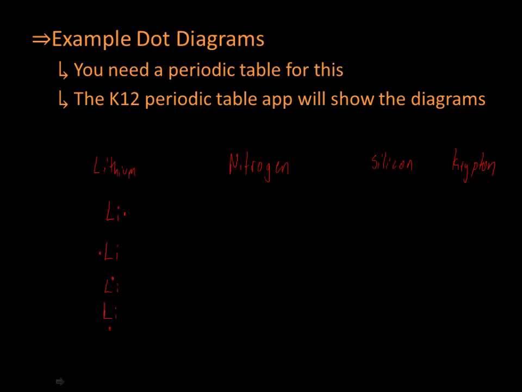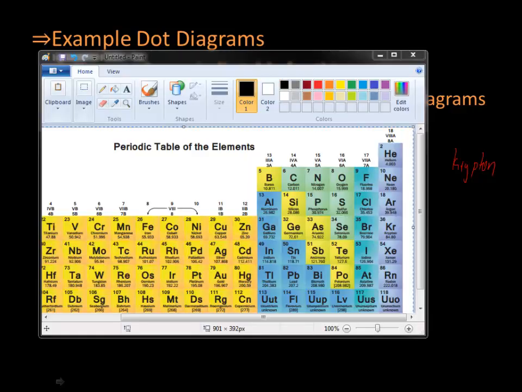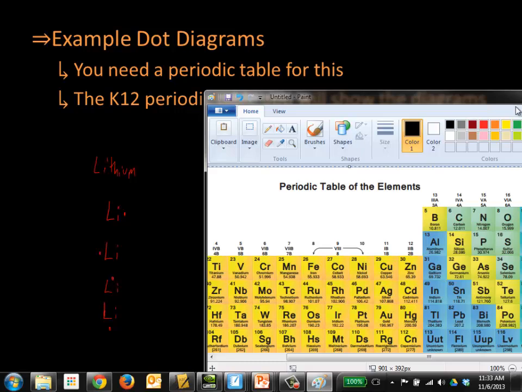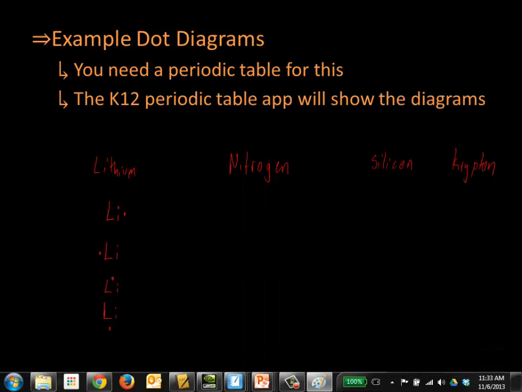Okay, and then we have to go find nitrogen on the periodic table. All right, so here's nitrogen right here. It's a group 5A element and its symbol is N. So we can go ahead and draw its electron dot diagram.